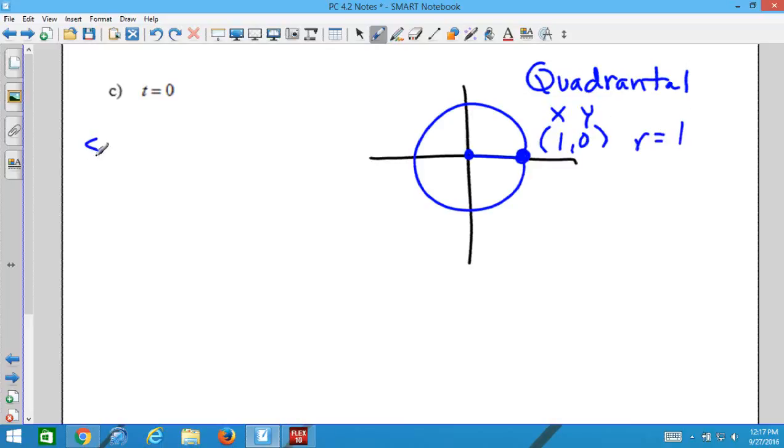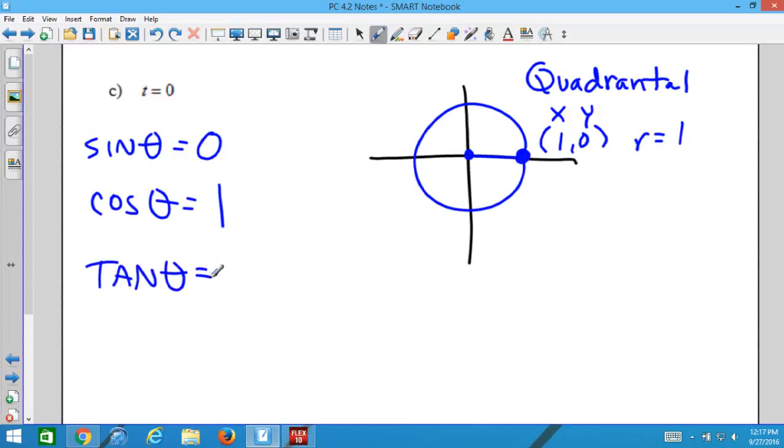So now we do sine. Sine is y, 0. Cosine, x, 1. Tangent, y over x. Sine over cosine, y over x. 0. Cosecant. We're going to flip 0. How do you flip 0? It's 1 over 0, which is undefined.